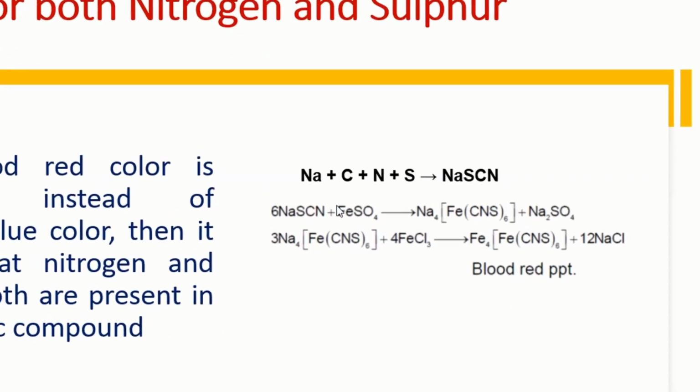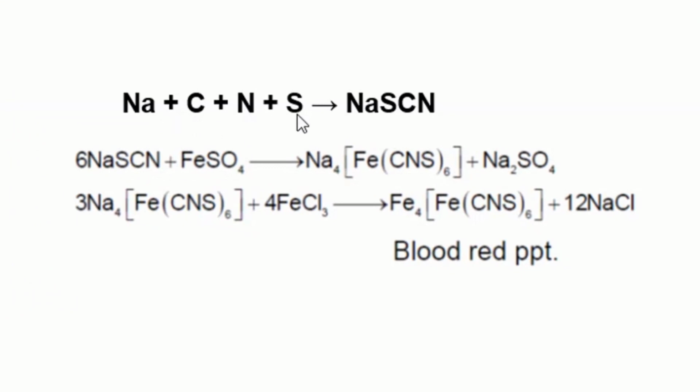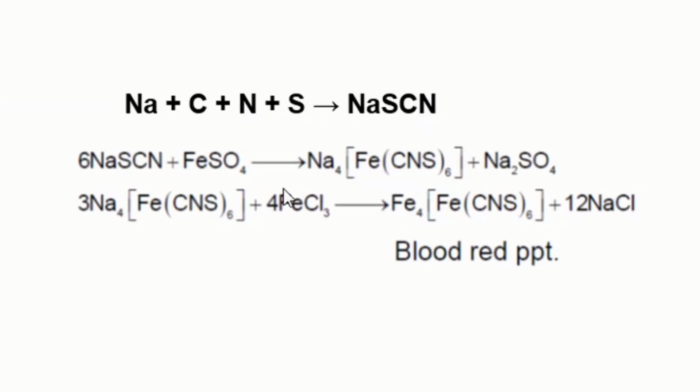So the chemistry involved in this reaction: the carbon, nitrogen and sulfur combine to make NaSCN. And then the same reaction as on the previous slide, the only difference is we have the sulfur over here. So this was the sodium thiocyanate, we are adding the ferrous sulfate. This is ferrothiocyanate. Then at the end we add this ferric chloride, and the sodium is replaced with the iron. And this formation of the blood red precipitate indicates that the organic compound contains both nitrogen and sulfur.